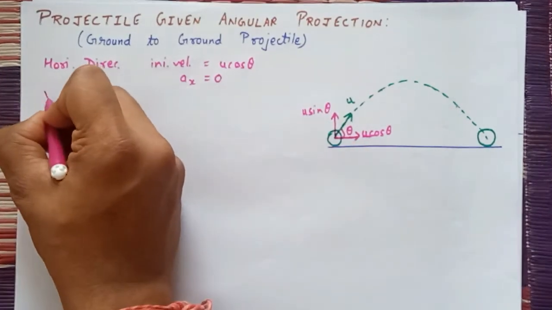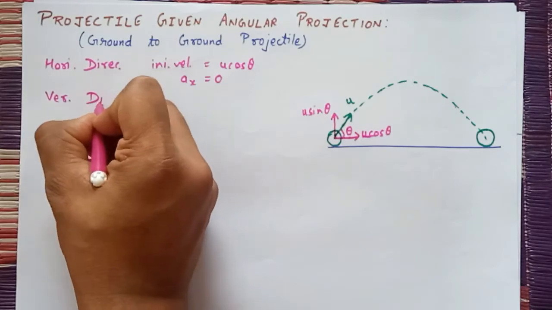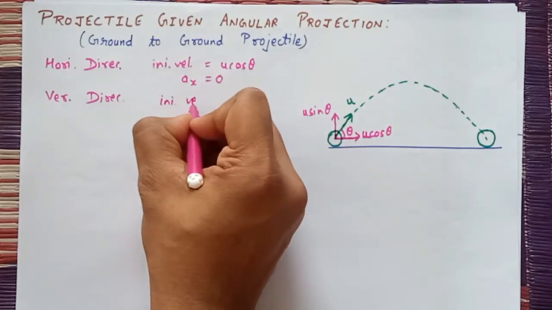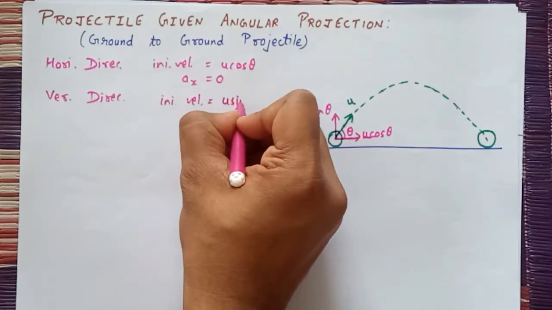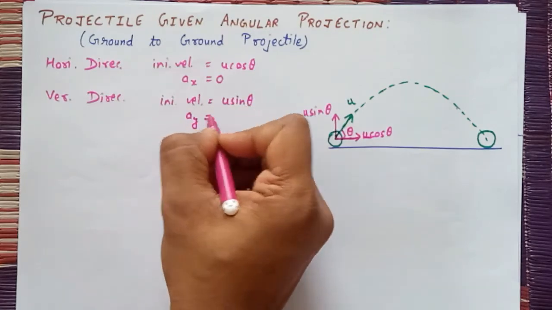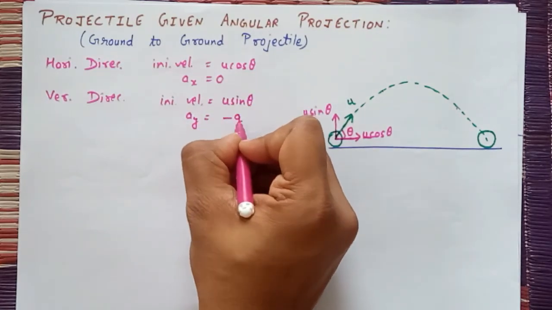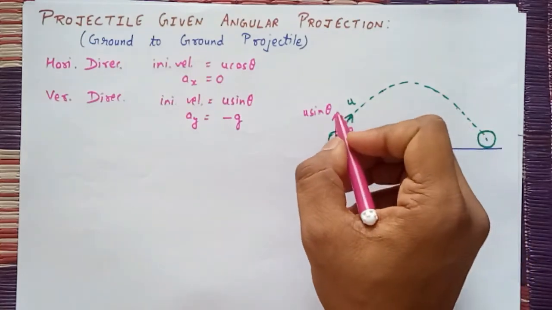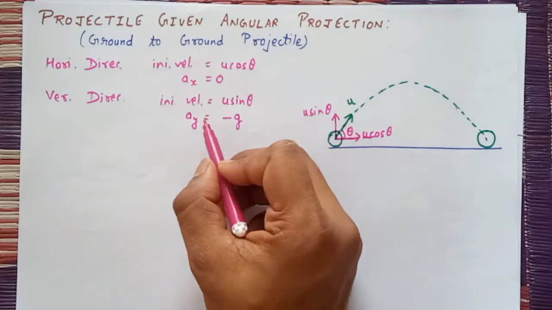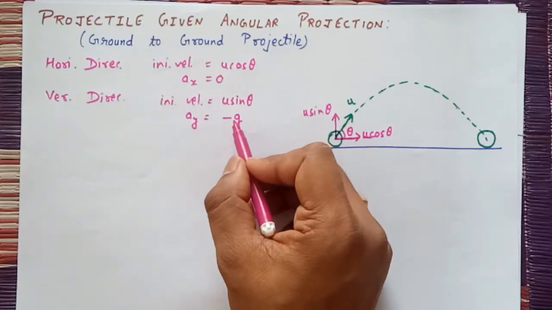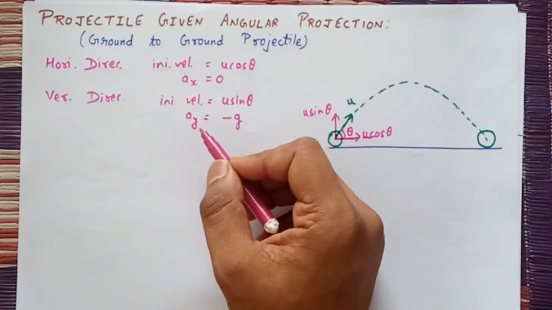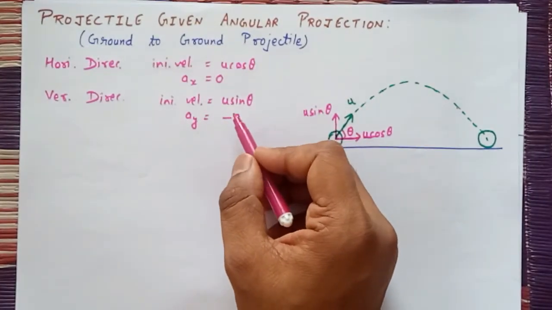And for the vertical direction, what is the initial velocity? Initial velocity is u sin theta. And what is the acceleration? Acceleration will be equal to minus g. Why minus g in this case? Because the object is going upward and gravity is pulling the object downwards. So acceleration will be in the downward direction, that will be minus g, or I can say acceleration is in the opposite direction of the motion, so I am taking the negative sign here.